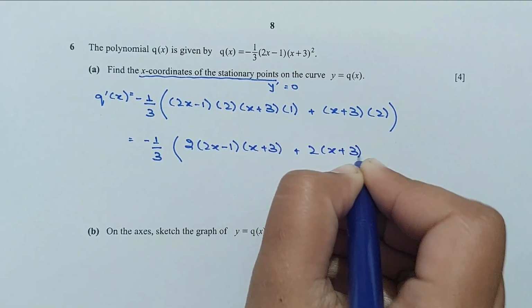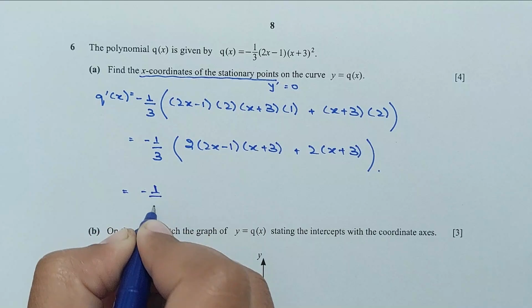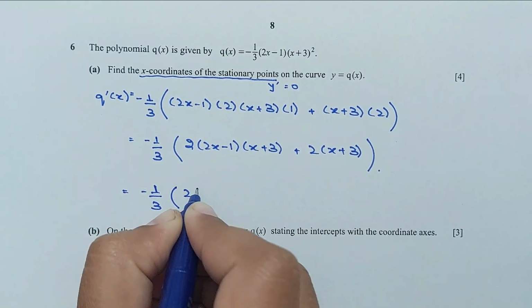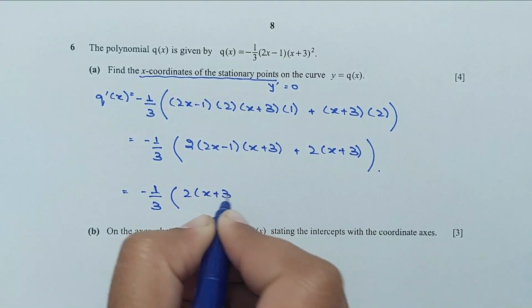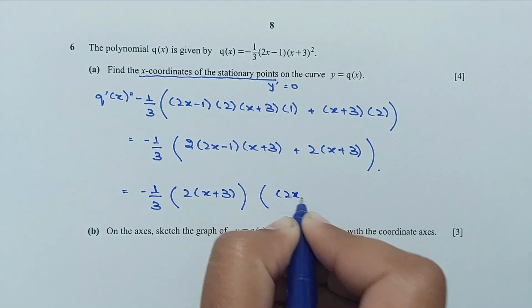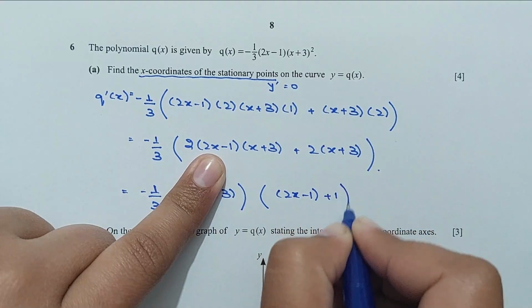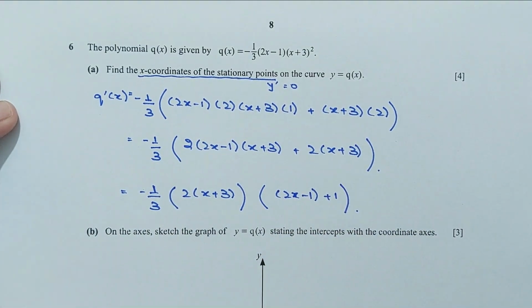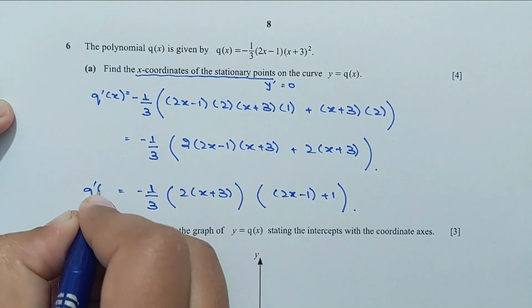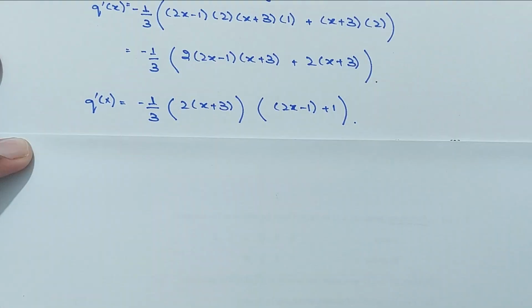As you can see, 2 into x plus 3 is common. So minus 1 by 3, let's say 2 and x plus 3 common. So we are left with 2x minus 1, right, and plus 1. Now this is q prime of x, the derivative. Now we have to put this equal to 0 to solve for the stationary points.